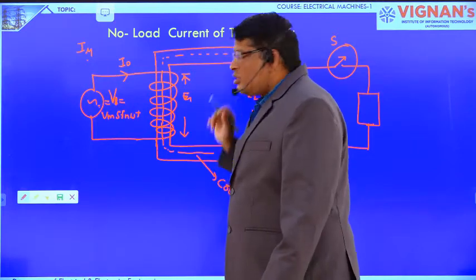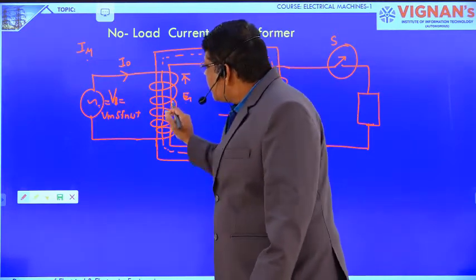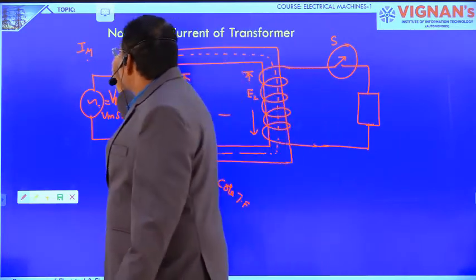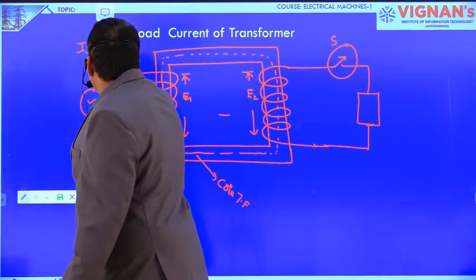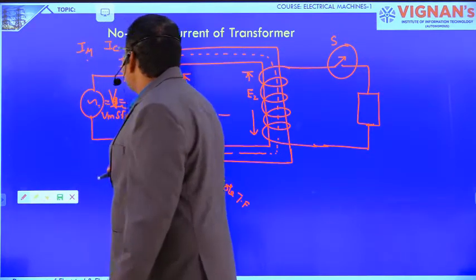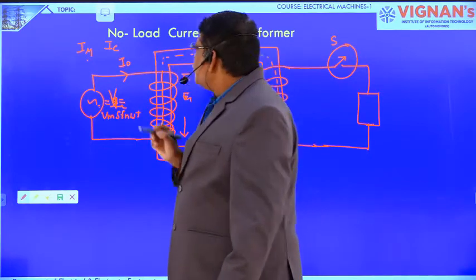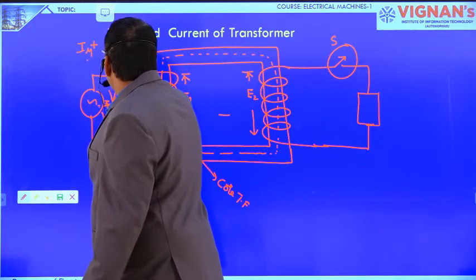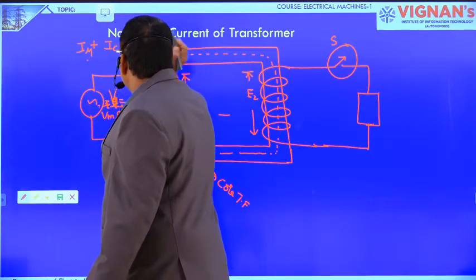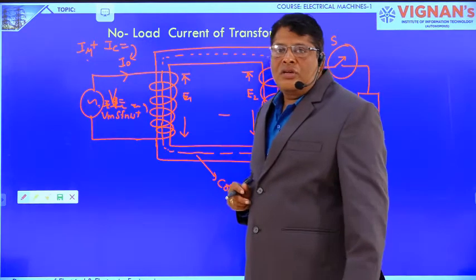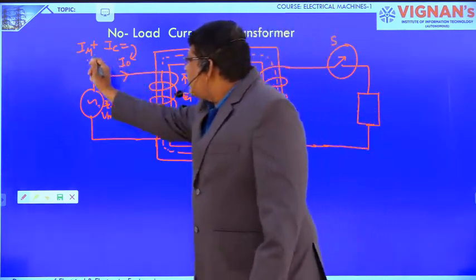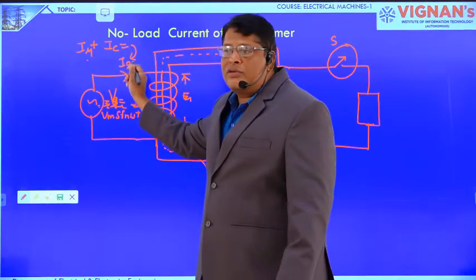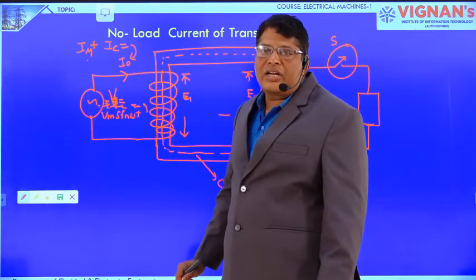To meet that loss, the primary winding takes some current from the source. That current is the core loss current, which we represent as IC. The sum of these two currents, the magnetizing current and the core loss current, is equal to I0, the no load current of a transformer.